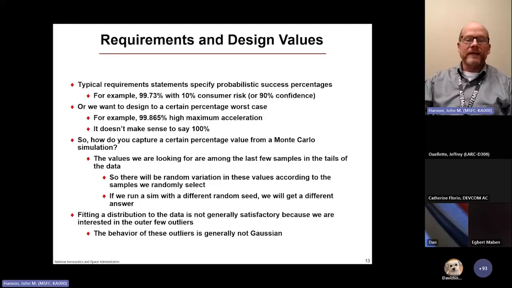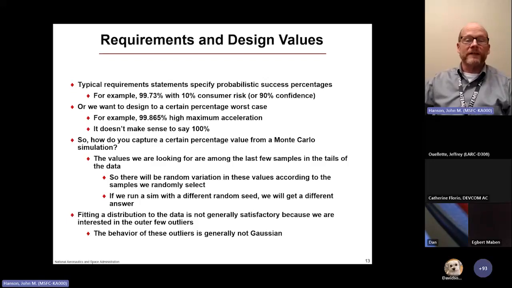Usually there's a likelihood associated with that, and it doesn't make sense to say I've got 100% covered, because there are always 10 sigma outliers that are very unlikely, but we don't design to cover for those kinds of things. So a requirement might say, for example, 99.73%. You have to show that success with a 10% consumer risk. And I'll explain all these terms.